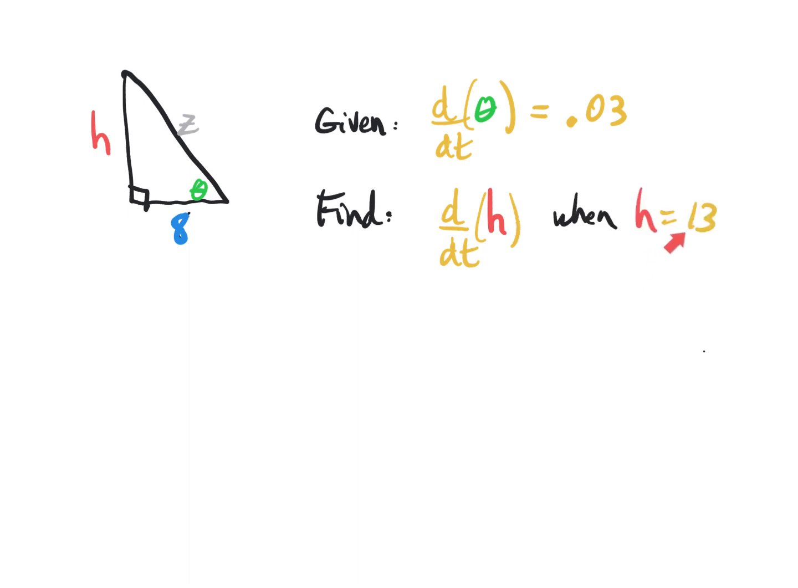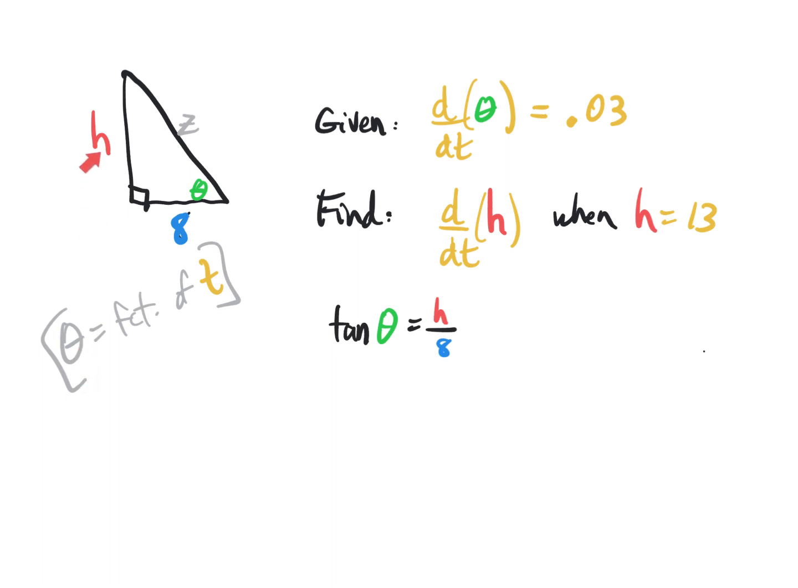Well, we always write down what they've given us and precisely what they're asking us to find. And with these related rates problems, we now need an equation that relates these variables. So looking at what's given, you might try tangent of theta is h over 8. Keep in mind that h is changing as theta changes. Theta is changing as the number of seconds goes by. So h and theta are both functions of time.